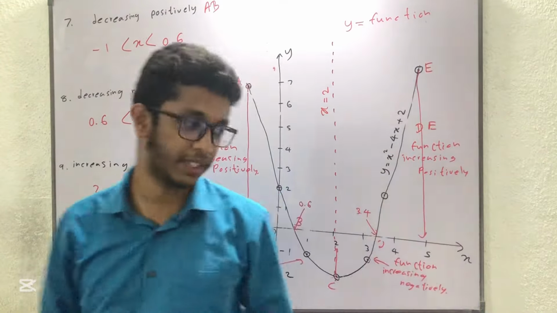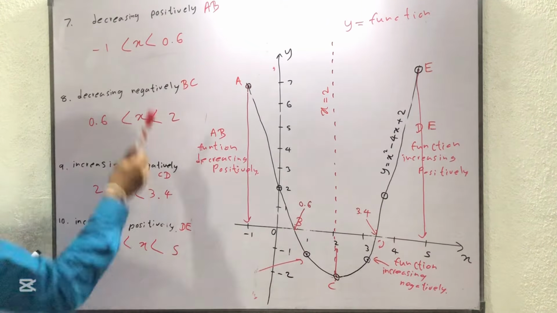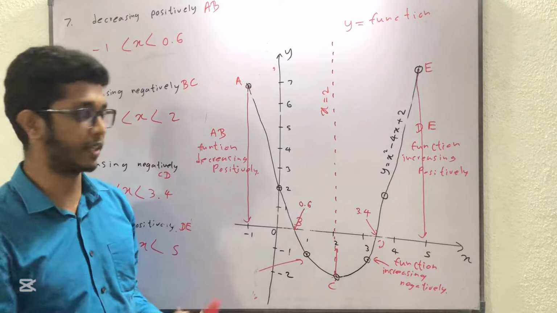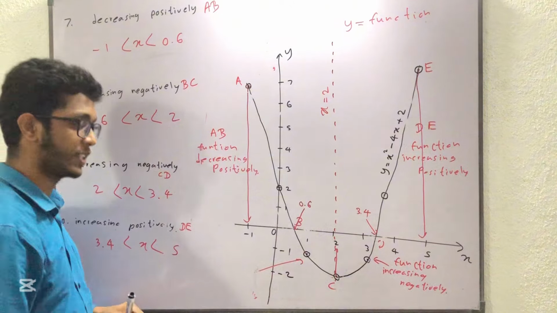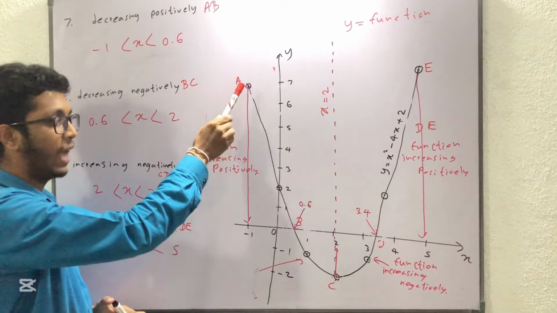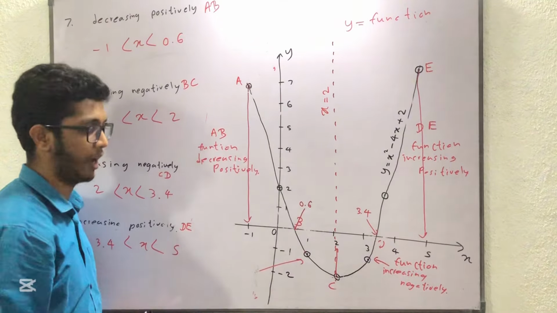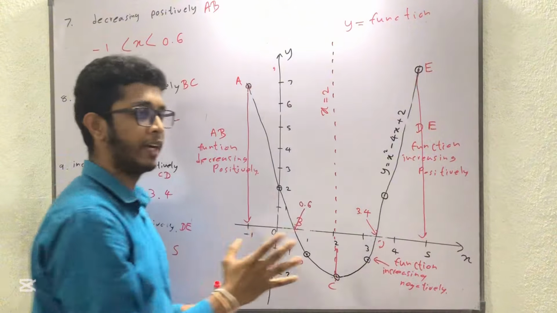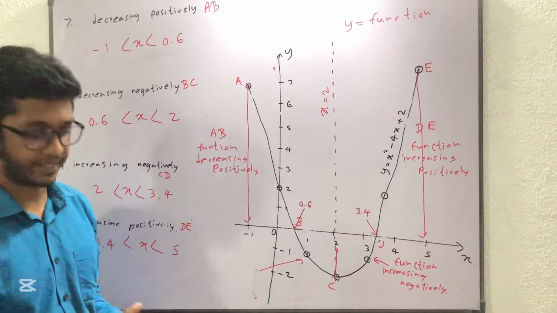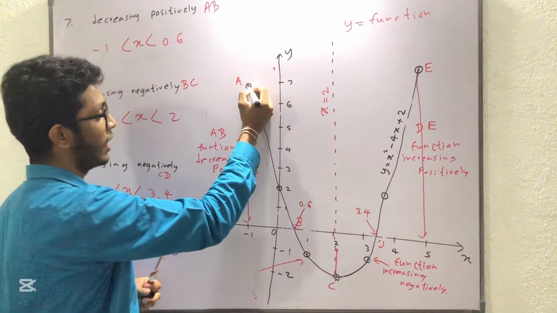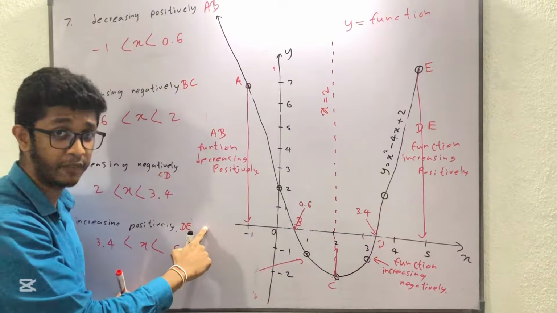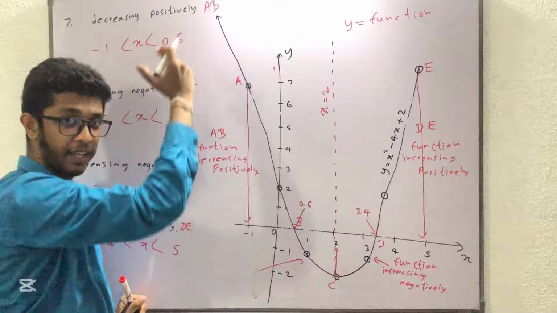In these two questions, they ask us to write the x value range for the function decreasing positively. So here, function means y. Then I told you we have to consider the AB part of the graph. Actually, in these types of curved graphs, we don't have ends. That means this point goes up to infinity. When the x value is minus infinity, the y value also goes up to infinity.